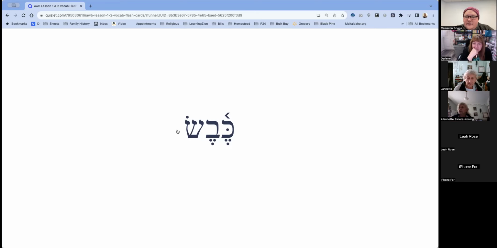Keves. So if we put a vav in front of it, it's going to steal the dagesh and drop its shva. So it's going to be pronounced ucheves, ucheves. It's a tongue twister.